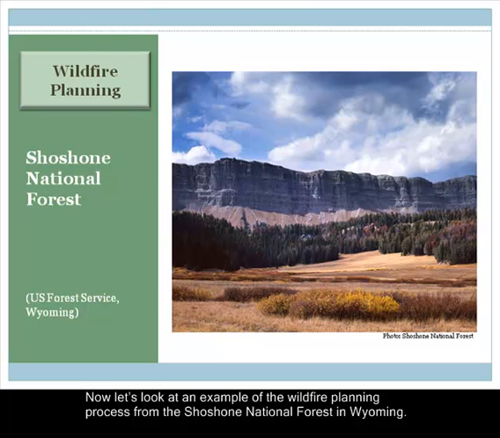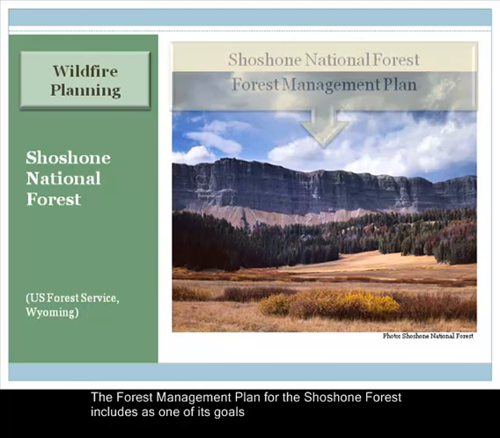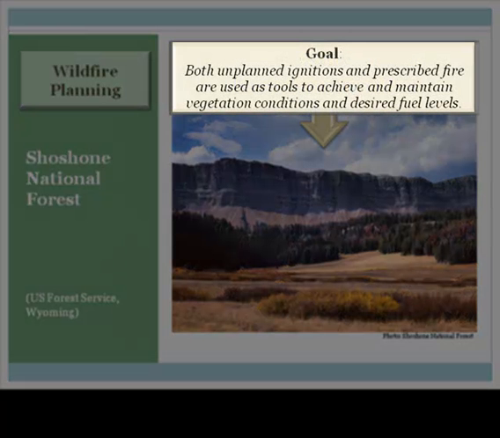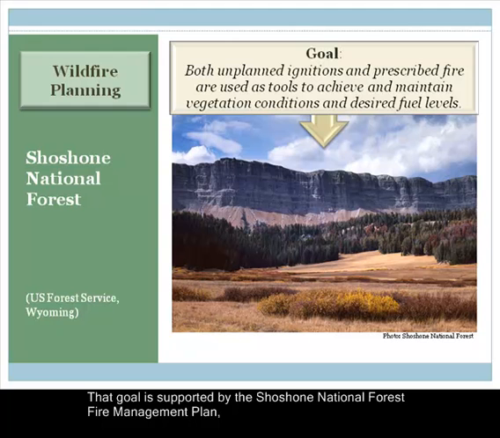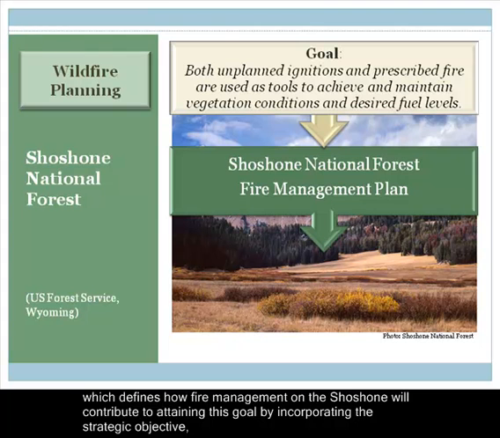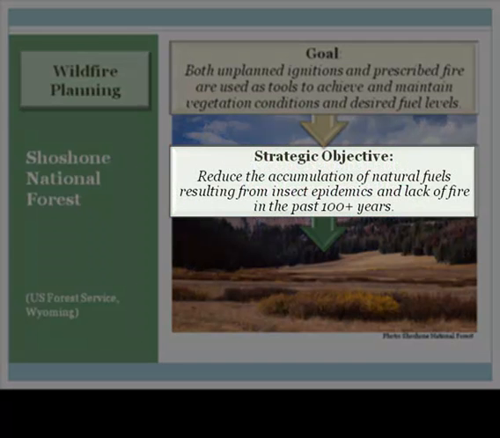Now let's look at an example of the wildfire planning process from the Shoshone National Forest in Wyoming. The Forest Management Plan for the Shoshone Forest includes as one of its goals that both unplanned ignitions and prescribed fire are used as tools to achieve and maintain vegetation conditions and desired fuel levels. That goal is supported by the Shoshone National Forest Fire Management Plan, which defines how fire management on the Shoshone will contribute to attaining this goal by incorporating the strategic objective: reduce the accumulation of natural fuels resulting from insect epidemics and lack of fire in the past 100+ years.